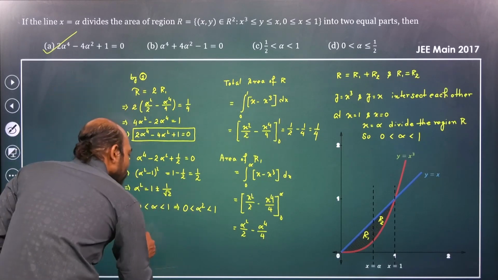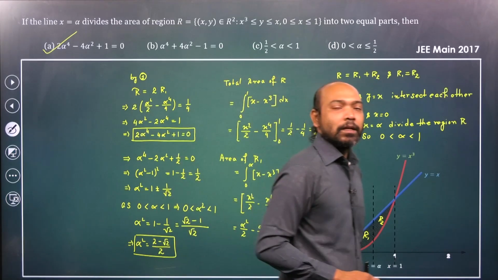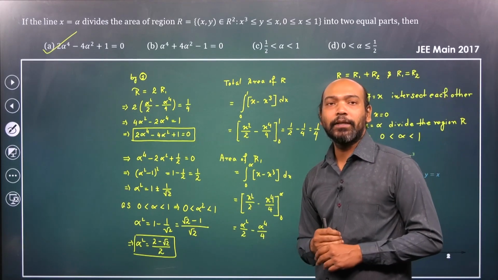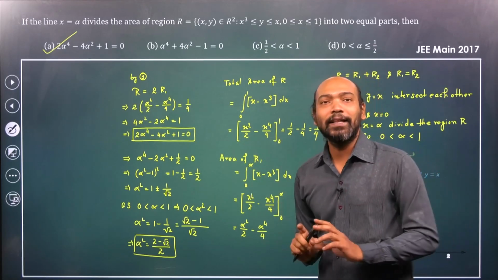So now let's go ahead. Therefore in this problem, alpha square is definitely 1 minus 1 by root 2. That gives you root 2 minus 1 divided by root 2. So that implies alpha square is equal to 2 minus root 2 divided by 2. That's it. Therefore, alpha square is actually 2 minus root 2 divided by 2. Now from here, we are not able to make that conclusion because we need to find the value of alpha.